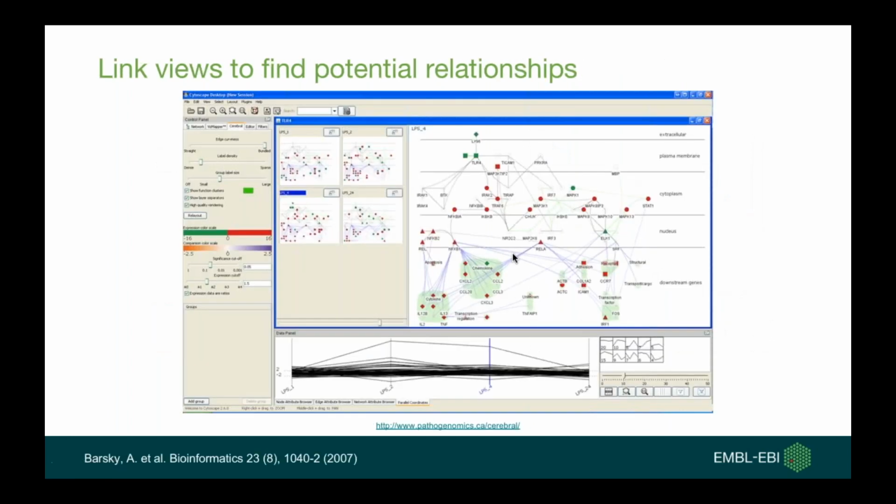And there is a tool called Cerebral that does the same for networks. So this tool has a large network view, and then small multiples of parts of the network, as well as a parallel coordinate plot for expression values, I think, for pathways. So the idea is that you really look at the same aspect, the same types of data, but from different perspectives, in order to identify potential relationships between the data sets.